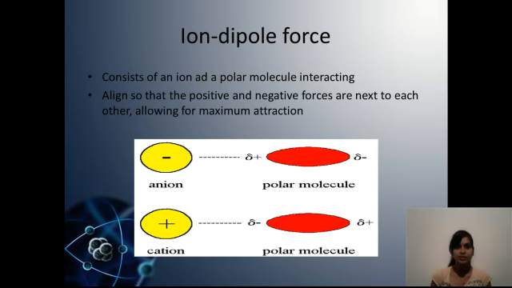Ion dipole force consists of an ion and a polar molecule interacting. They come in a line so that the positive and negative force are next to each other, allowing for maximum attraction.